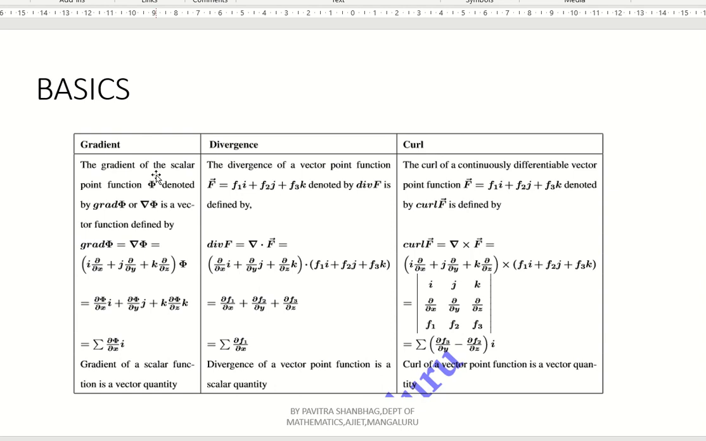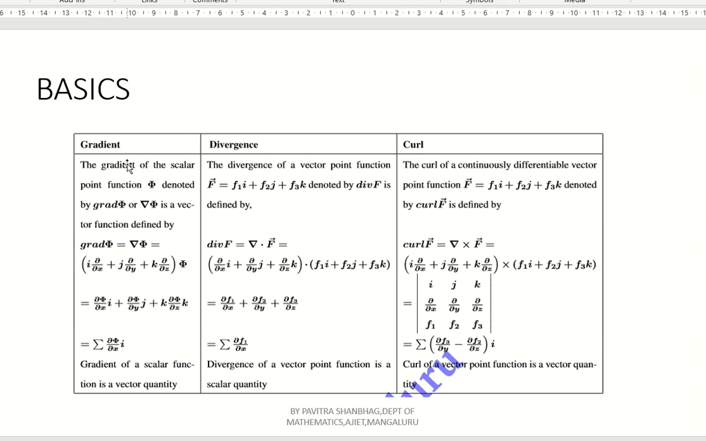Now, this gradient can be applicable only for the scalar function, that is phi, and divergence can be applied only for the vector point function vector F. Generally we use the notation capital vector F or capital vector A or capital vector V, anything. And curl is also defined only for a vector quantity. Okay.